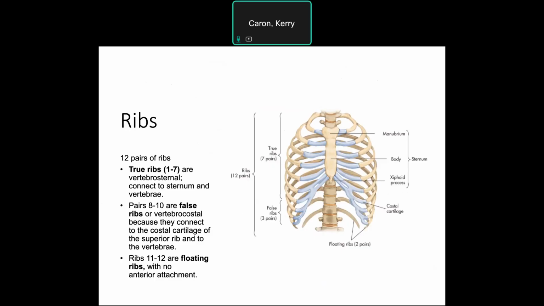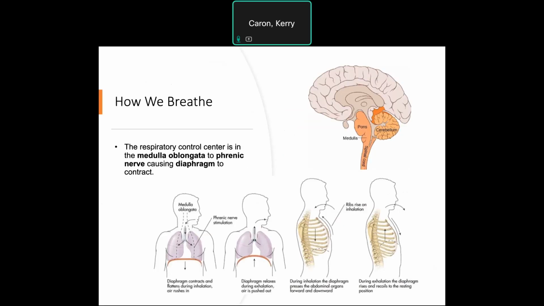Numbers 1 through 7 are true ribs. True ribs mean they connect sternum to vertebrae, front to back. Pairs 8 through 10 are considered false ribs because they connect to the costal cartilage of the superior rib and then the vertebrae. So they're connecting to cartilage and then the vertebrae. 11 and 12 are floating ribs, and they're in the back here. They have no anterior attachment, no front attachment. Just make sure I didn't skip one.